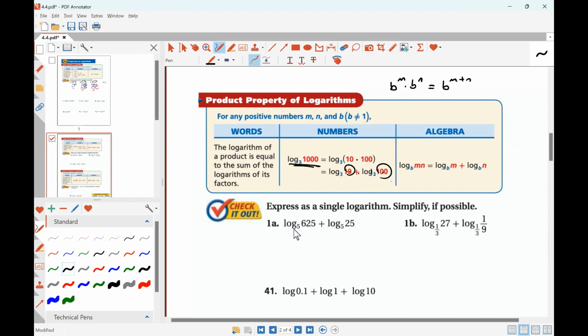So we see an addition here in the first example. I can rewrite this as a single logarithm first. So log base 5 of, the first number is 625, the second number is 25. We multiply them. Log base 5 of 625 multiplied by 25. It is a very large number.